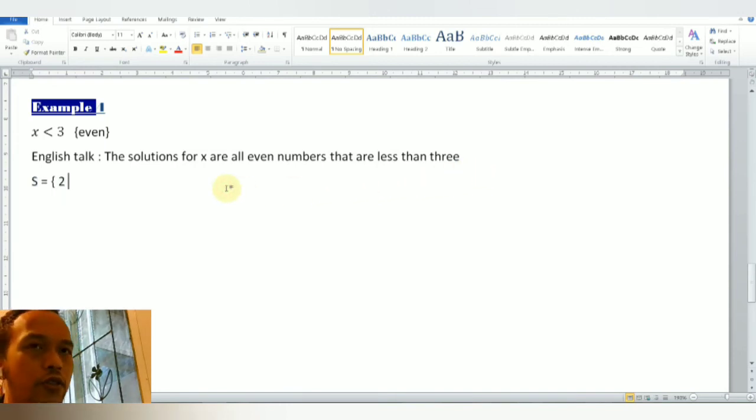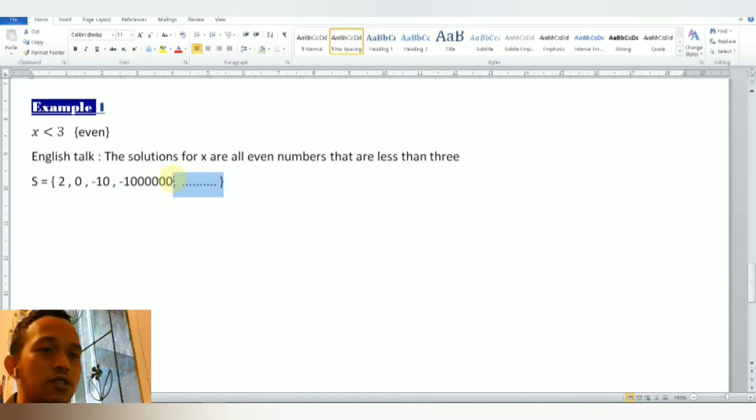The closest one to 3 that is less than 3 and even is 2. It begins with 2, and then another even number less than 3 is 0. Then you can continue to the negative side: -2, -4, -6, -10. I'm just skipping because I don't want to state all of it. -1 million. Can you imagine how many solutions we have for this? So let me just stop there. I just don't want to use the solution set. Instead, I use the number line.